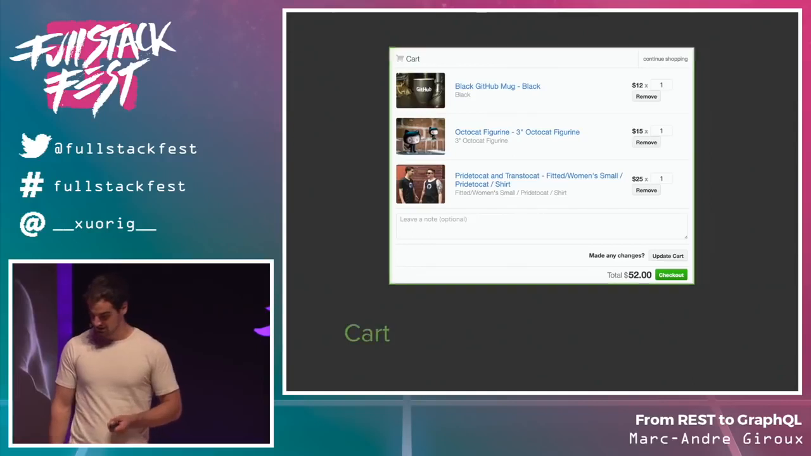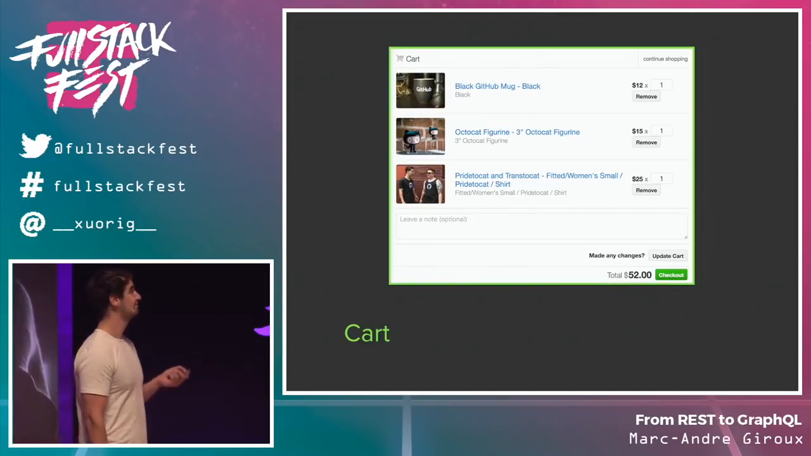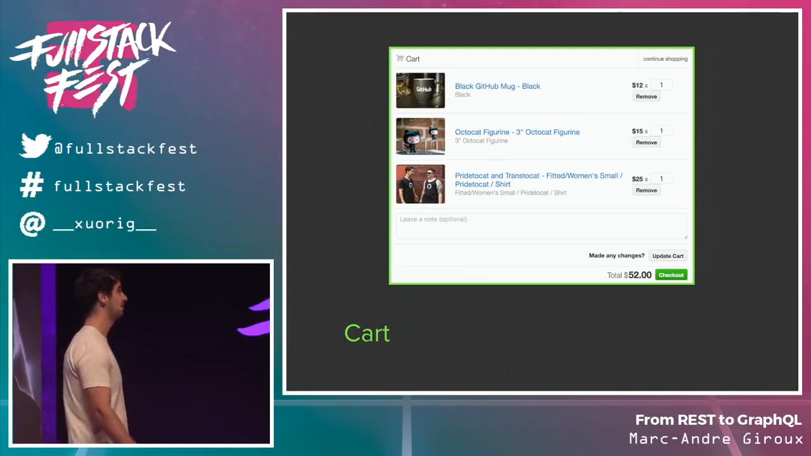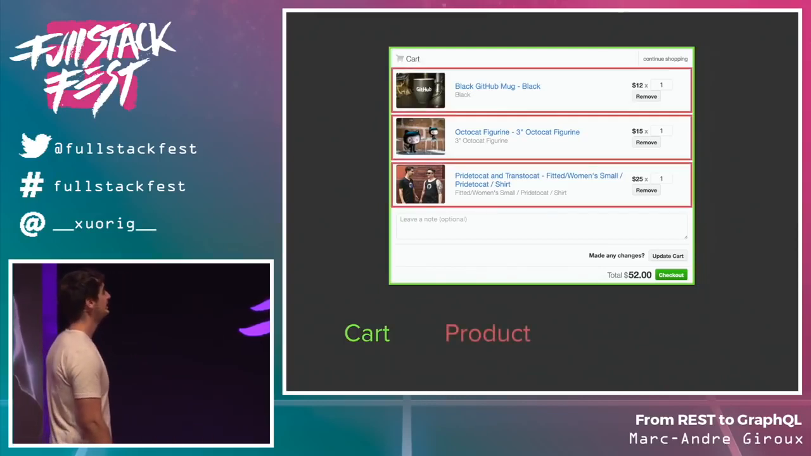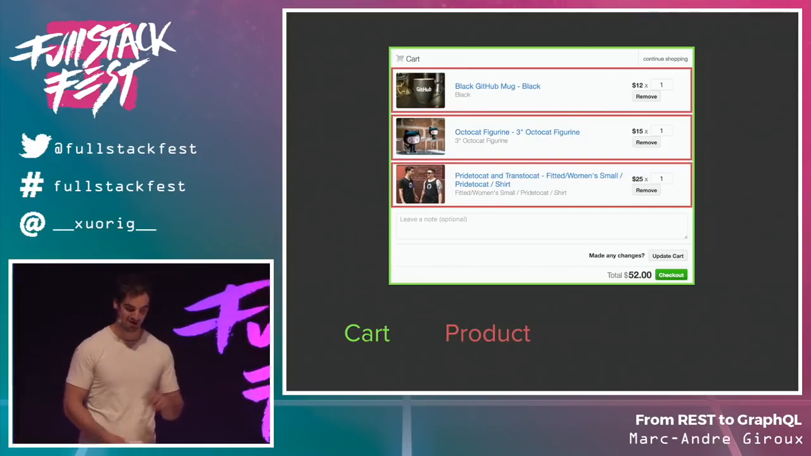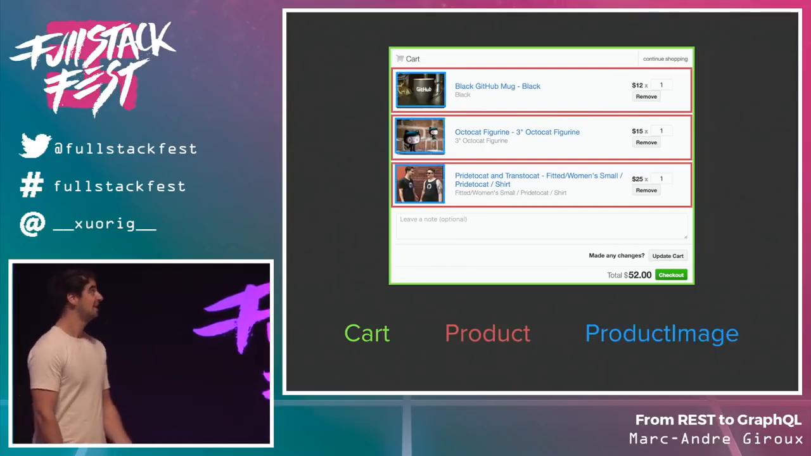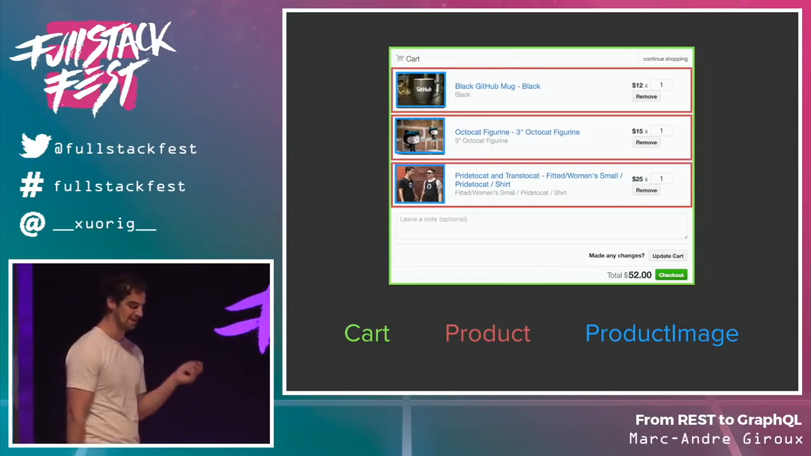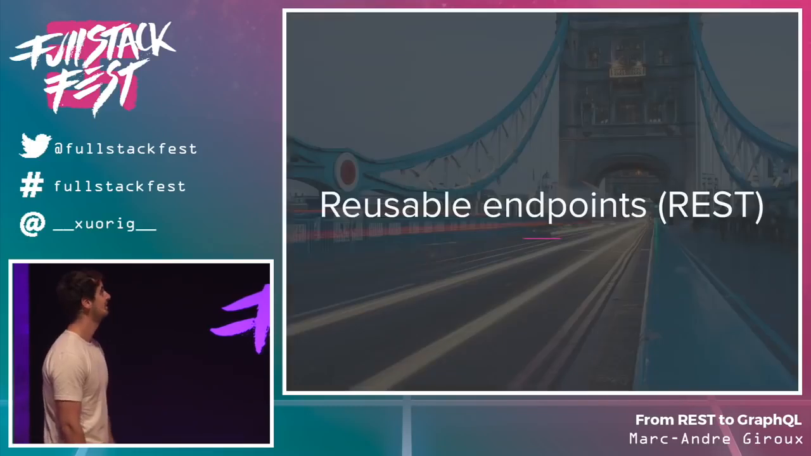So we have a cart resource, probably with a total, and it has products. We have the products themselves, which probably have a title, description, price, a bunch of other things. And maybe also a product image that's going to contain the URL of the image, and any metadata we need.